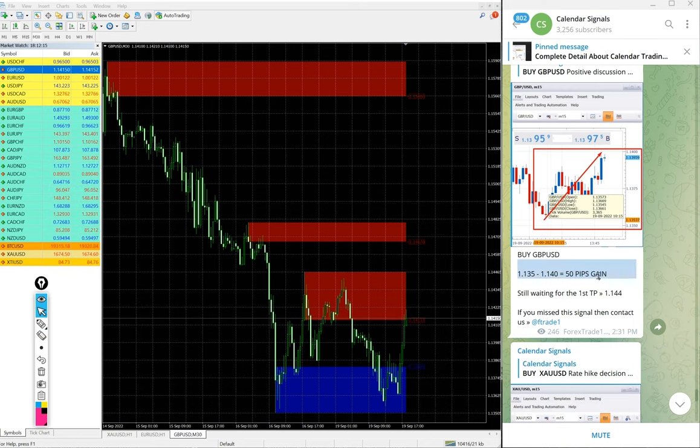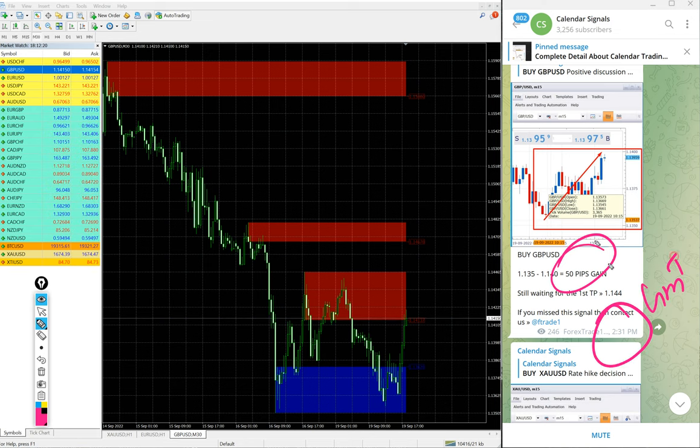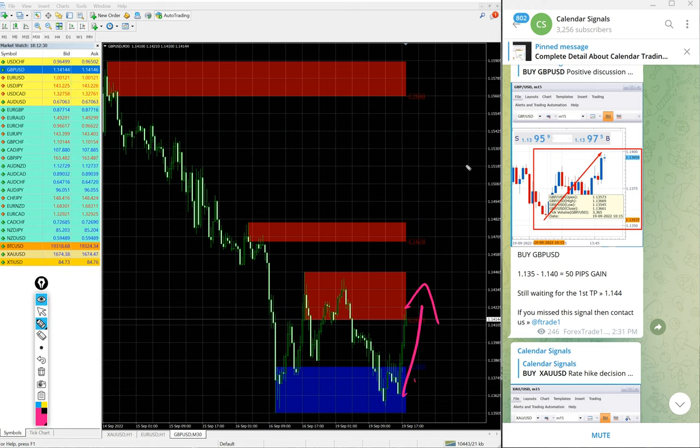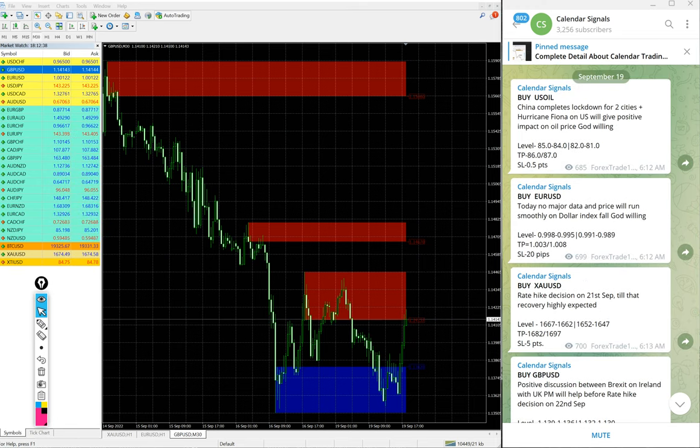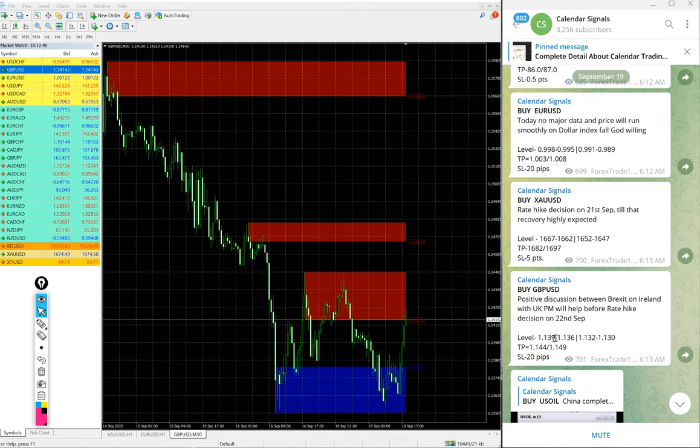We updated 50 pips gain at 2:31 PM GMT. After that it moved a further 20 pips. So 70 pips gain as of now. And GBPUSD is still in the uptrend. Hope, God willing, it will go further high and reach our given targets. For GBPUSD, the first target is just 20 pips away. Hope it will reach that.